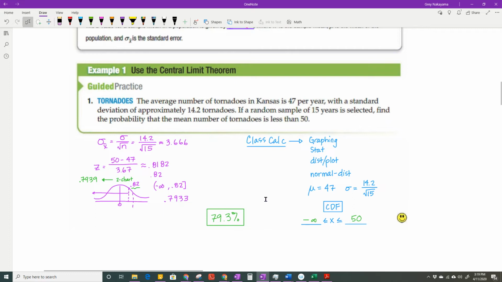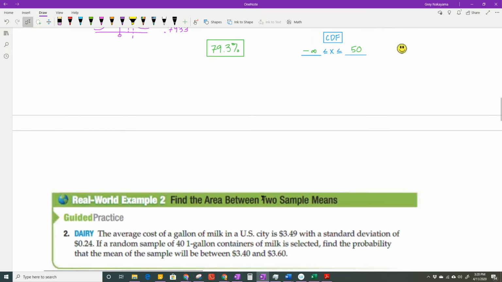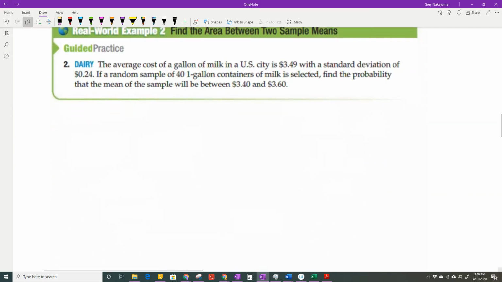So I'm going to go through the rest of the problems. I'm going to have this worked out. All the way through here, the blue is going to be going with ClassCalc, and the purple is if you want to go and use your z-chart. And I will have the z-chart somewhere on the calendar for y'all to use if you want to, or you can Google it and get one.